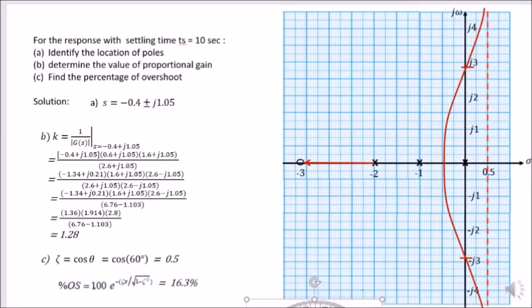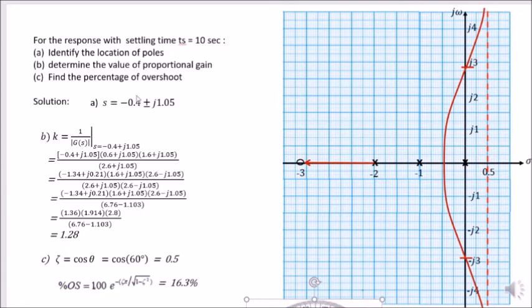Let us look at this example. First, for the response with settling time Ts equal to 10 seconds, identify the location of poles. Second, determine the value of proportional gain K. And next, find the percentage of overshoot.